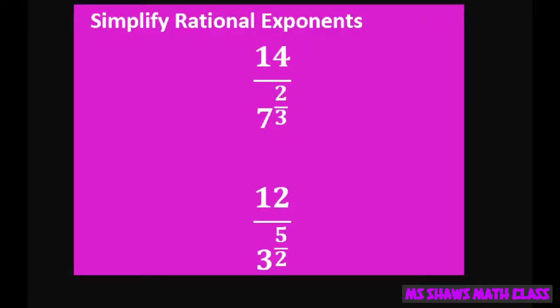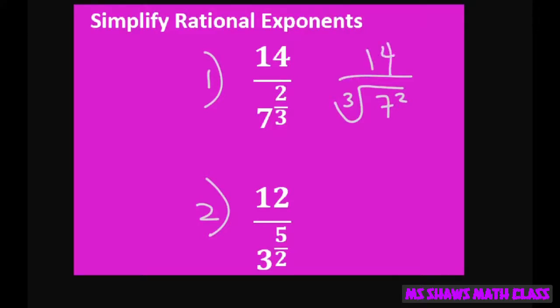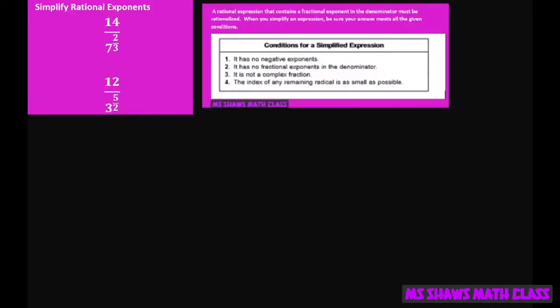Everyone, we're going to simplify these two rational exponents. The problem with these is this is 3, the cube root of 7 squared. And you can't have that in the denominator. And then this one's another story. So we'll get started with the first one.